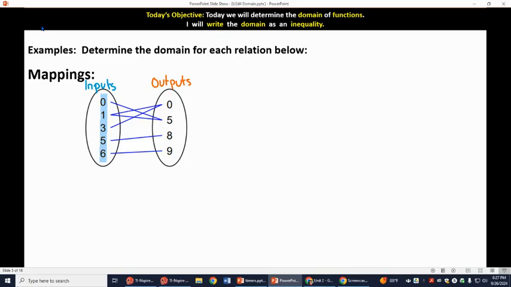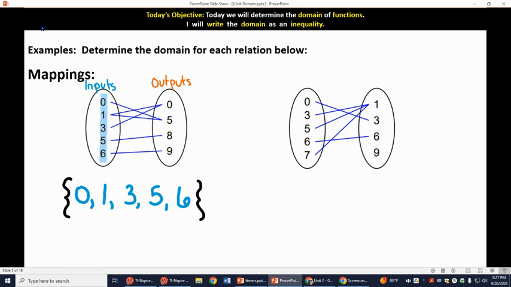When we have a set of numbers, we write them as a set. So I start with a curly bracket, and then I list my numbers from smallest to greatest. So 0, 1, 3, 5, and 6. And then I close my set with another curly bracket. The next example on this mapping, take 60 seconds and try this one yourself.